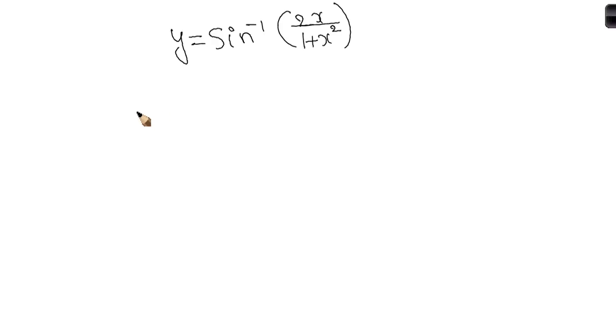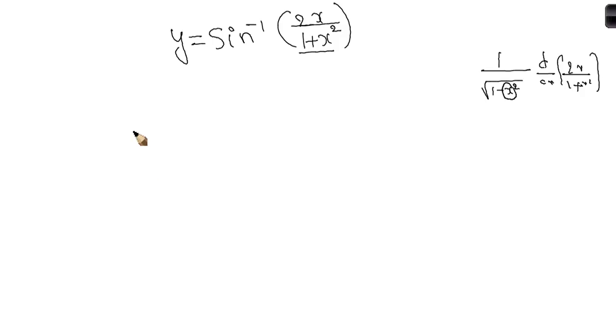So I can do dy by dx is equal to the derivative of sine inverse of x, which is 1 by root of 1 minus x square. Instead of x I have here 2x by 1 plus x square. I can replace x with 2x by 1 plus x square and again do the derivative of 2x by 1 plus x square, and so on, which according to me is a waste of time.